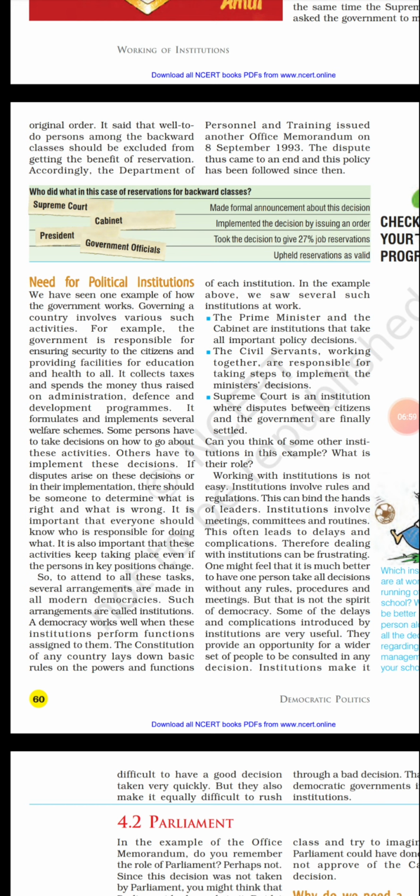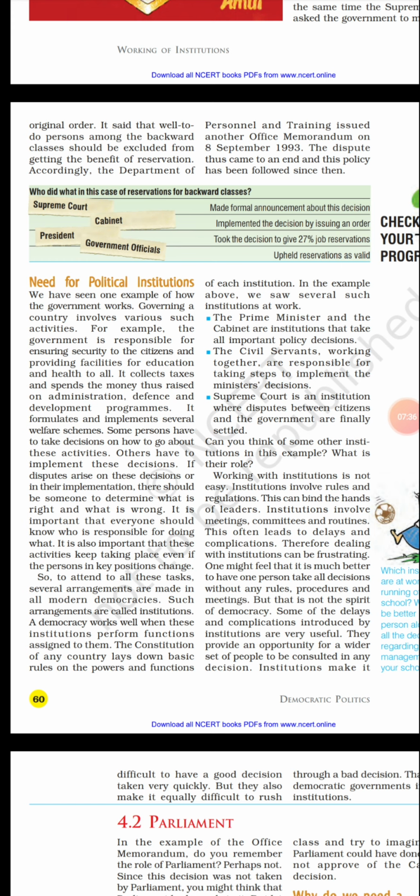The tasks, the duties have to be divided. Now, whose task is what? The Prime Minister and the Cabinet Minister take all important policy decisions. Now, who takes the decisions? Prime Minister and the Cabinet Minister. The civil servants working together are responsible for taking steps to implement the ministers' decisions. Now, the decision has been taken by the Prime Minister and the Cabinet Minister. Now, it's the duty of the civil servants to implement all those decisions.